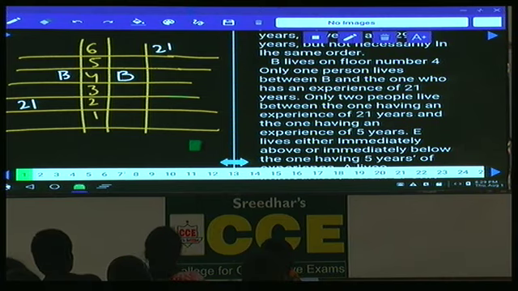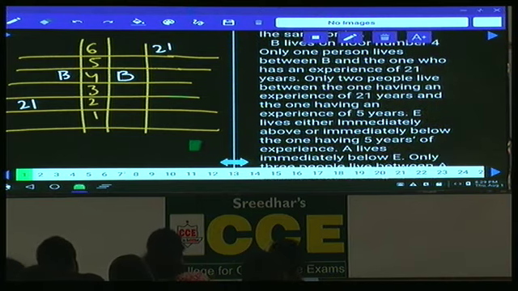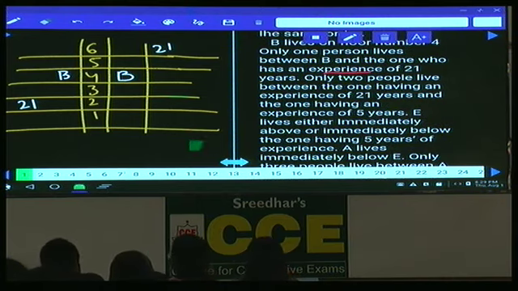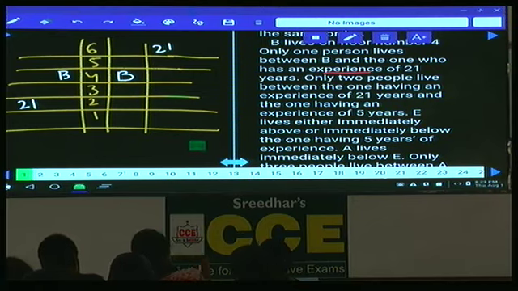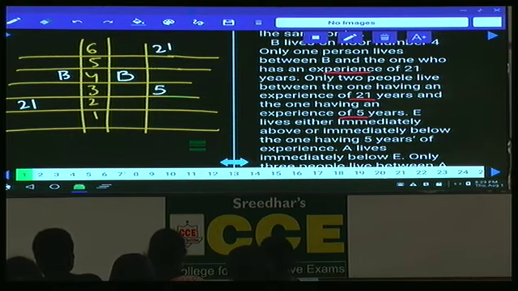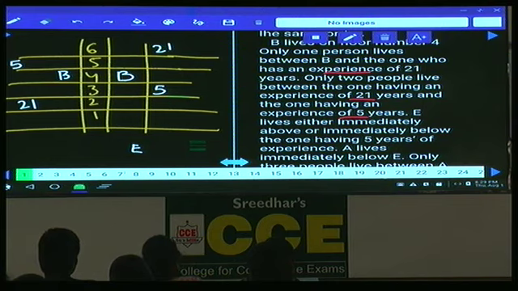As you are having two different possibilities, you are writing down these two simultaneously. Next one. Only two people live between 21 and 5 years. Between 21 and 5, there must be exactly two people. And E lives either immediately above or immediately below the one who is having 5 years of experience.